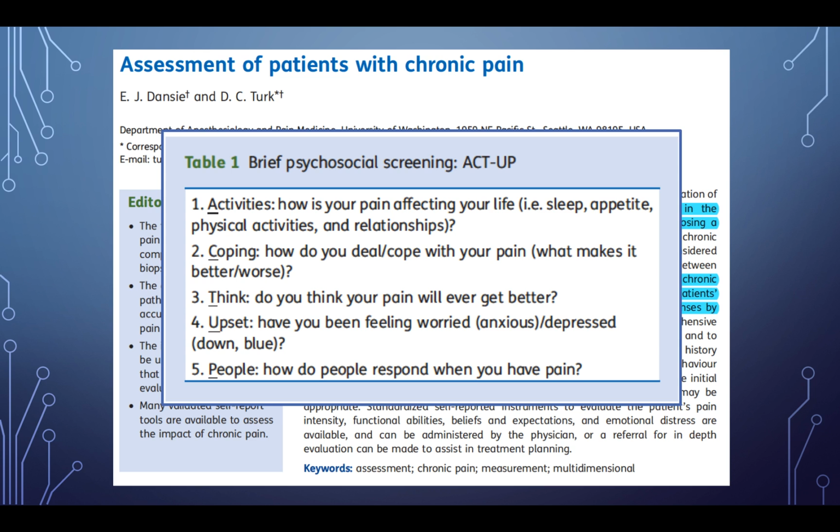Number 2, coping. How do you deal or cope with your pain? So what makes it better? What makes it worse? Think. Do you think your pain will ever get better?